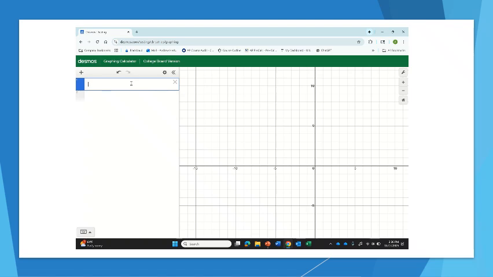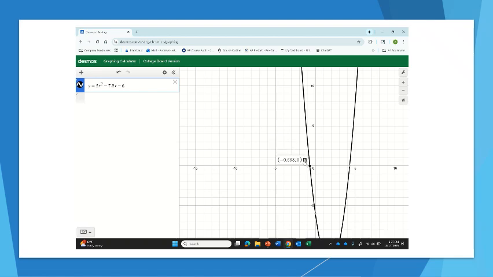All right, so for example 1, we want to find the zeros of y = 2x² - 7.2x - 6. Once we have that, we can see the line here, and you want to just click on those zeros. Remember, zeros are where it touches the x-axis, and that should be our two zeros there. So -0.698 and 4.298 should be our answer.